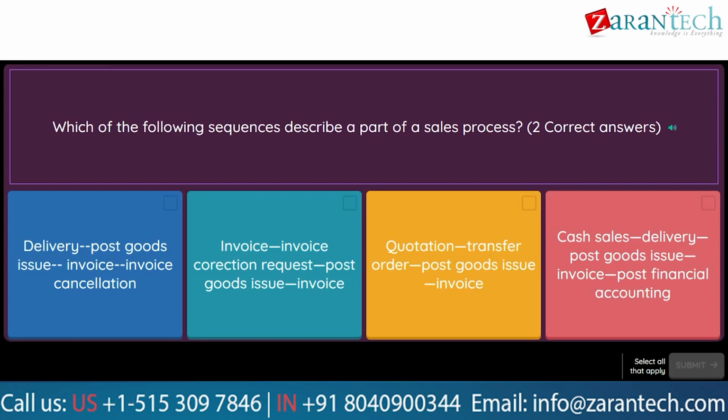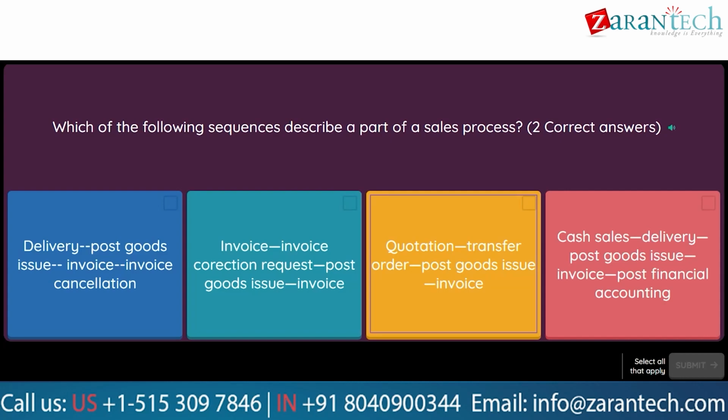Question: which of the following sequences describe a part of a sales process? 2 correct answers. Option 1 Delivery, post goods issue, invoice cancellation. Option 2 Invoice correction request, post goods issue, invoice. Option 3 Quotation, transfer order, post goods issue, invoice. Option 4 Cash sales, delivery, post goods issue, invoice, post financial accounting.